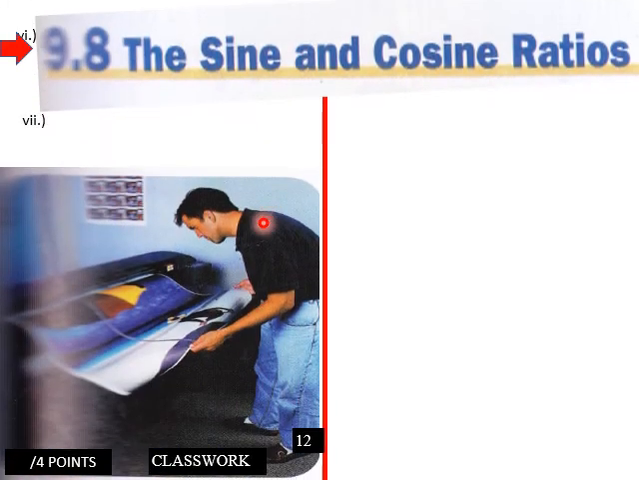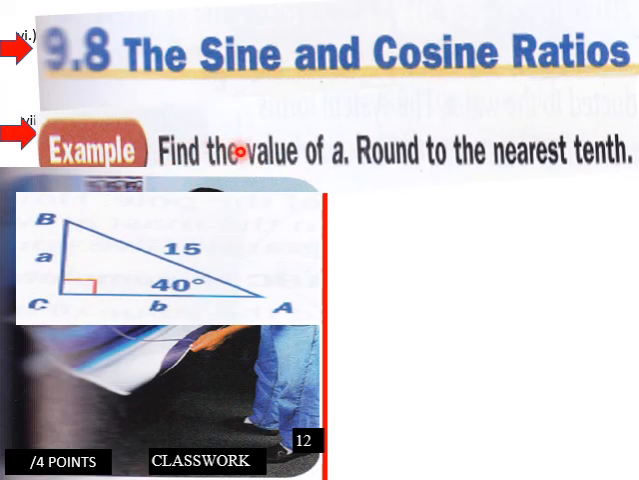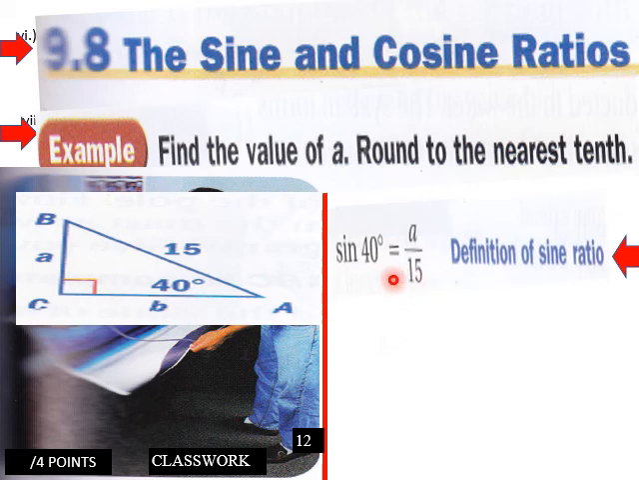Okay, on to our next section here. 9.8, the sine and cosine ratios. Find the value of A. We need to find this. Round to the nearest tenth. So how are we going to find the length here of A? Well, we got a right triangle. We got a 40 degree angle here. So we can use sine. Sine 40 will equal A over 15. So we can set that up.